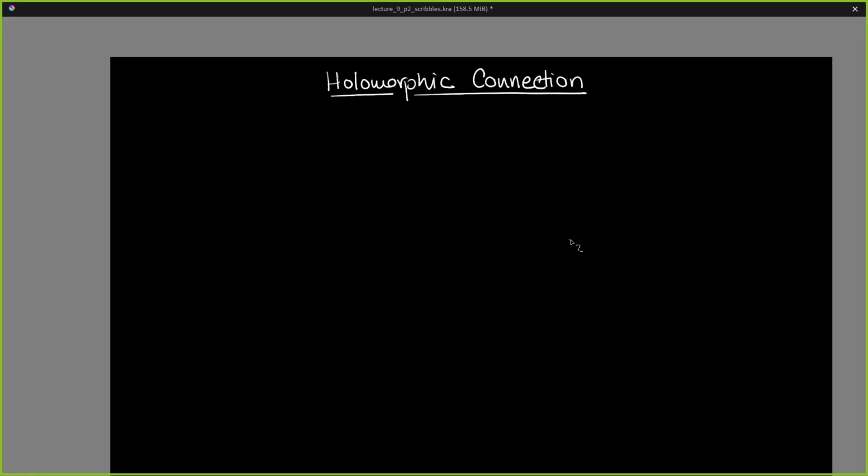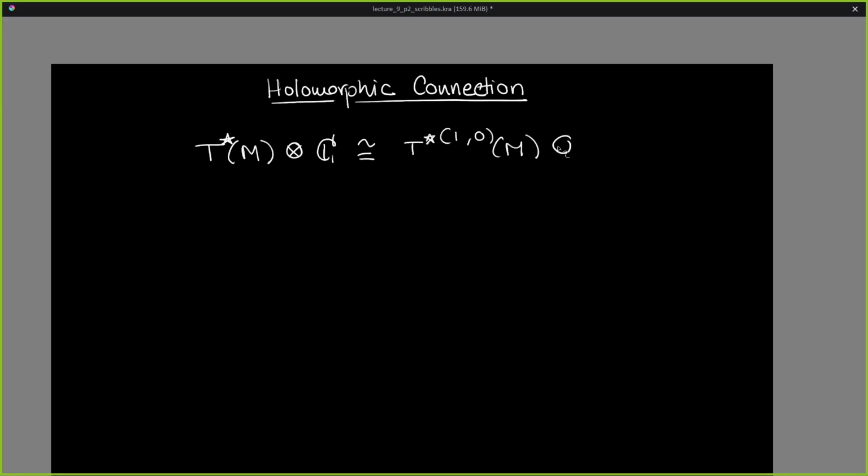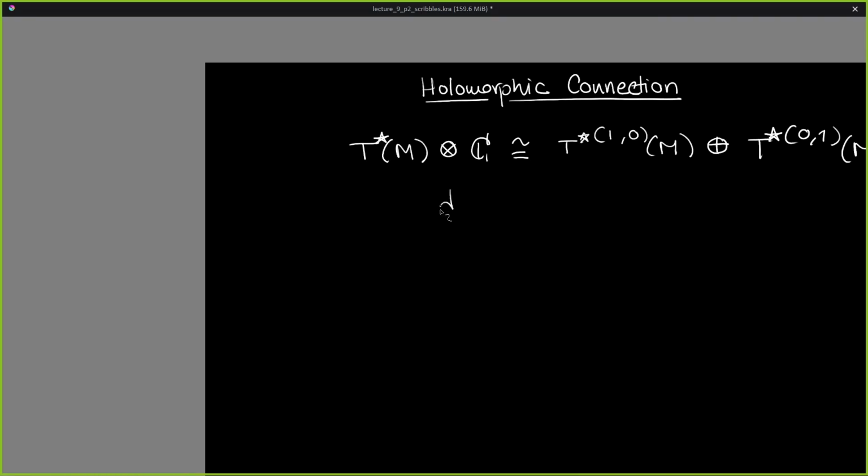So so far, what we've done is we've taken, so remember all these decompositions that we did, right? So we had T star M ⊗ C, and that was isomorphic to T star 1 0 M plus T star 0 1 M. We also had d is equal to partial plus partial bar.